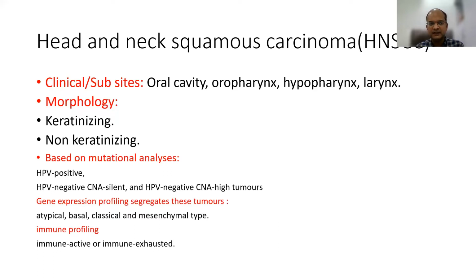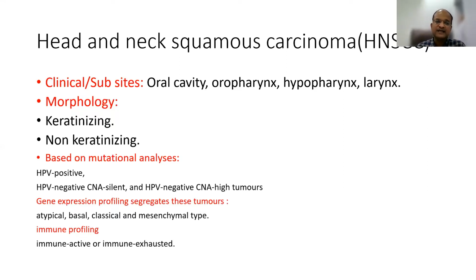Based on mutational analysis, there are two main types, HPV positive and HPV negative. In HPV negative also, there are two main subtypes: copy number alteration silent, meaning there is not much copy number alteration, whereas the other subtype is the copy number alteration high tumor. In this high tumor, there are a lot of variations in the copy number alterations.